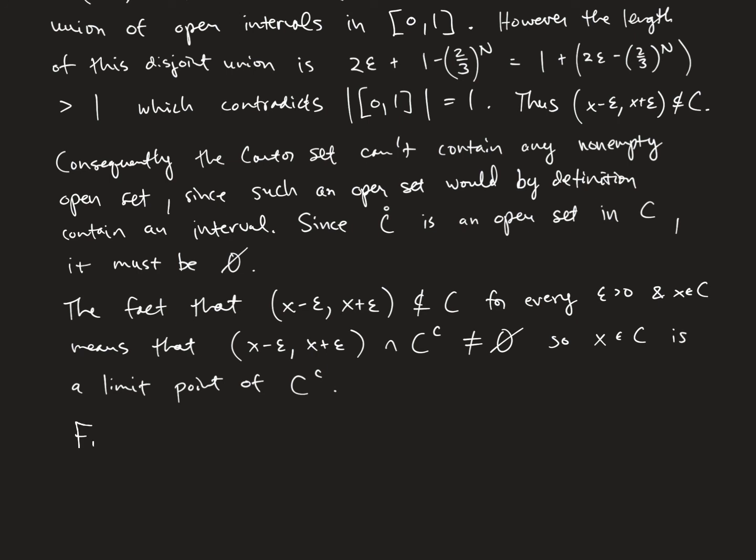And then finally, the boundary of the Cantor set, that's by definition the closure minus the interior. So it's the complement of the interior in the closure, but the interior is empty. So this is just the closure of the Cantor set, and the Cantor set is closed. So that's just C, since the interior is empty and C is closed.